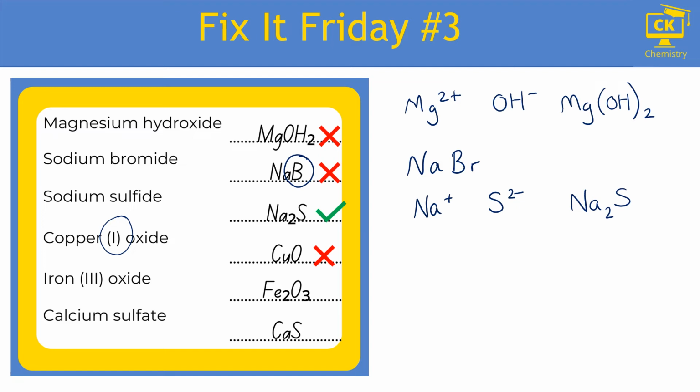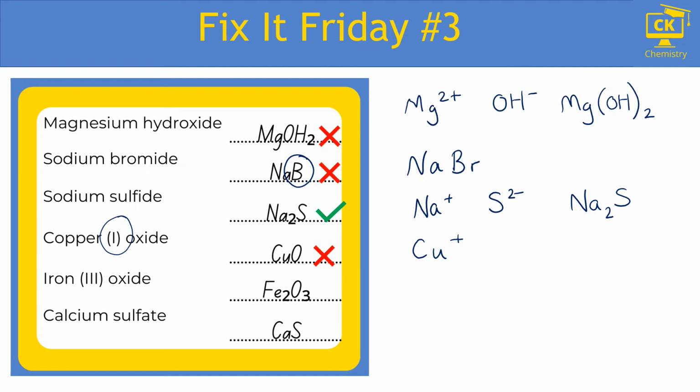The 1 tells us the charge on the transition metal, so it tells us about the charge of the thing that goes before it. So it's telling us that copper has a 1+ charge, and we need that information because copper can form ions with +1 or +2.